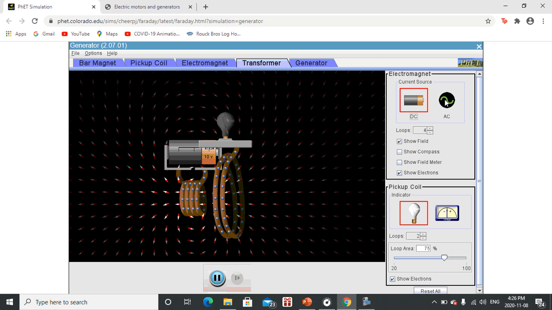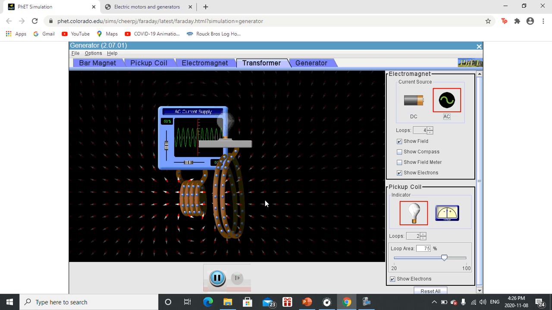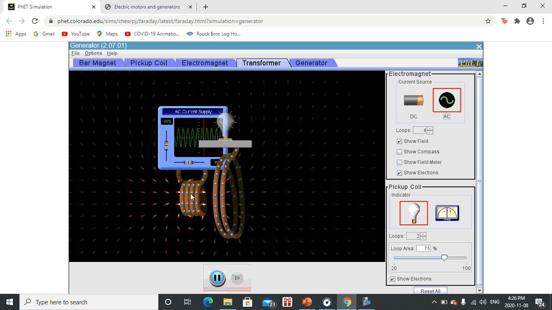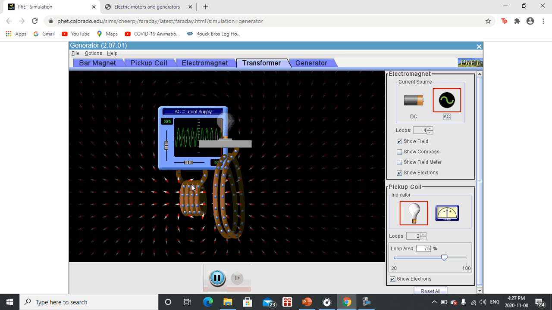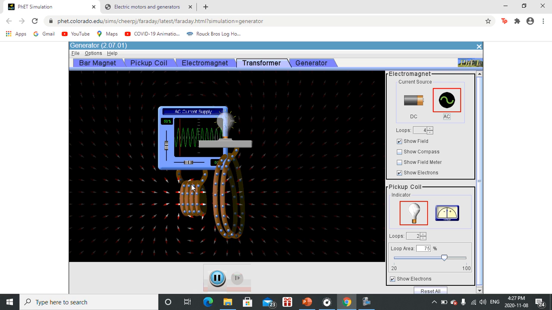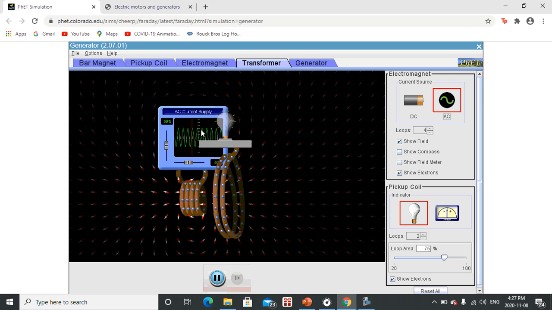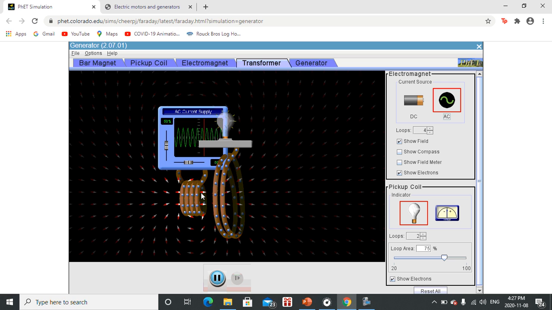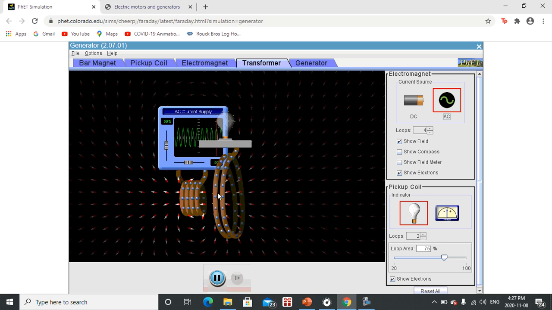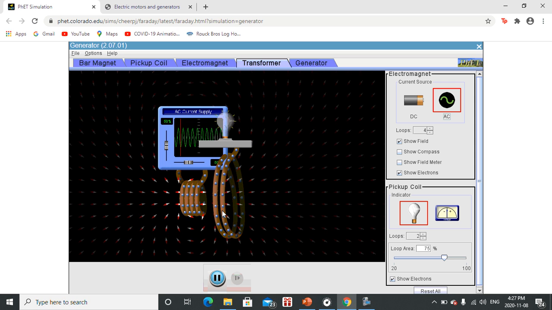So now, if we switch over to AC, what we'll see is that as the electrons start to jiggle back and forth in the solenoid on the left-hand side, that induces a magnetic field when the electrons are going in one direction, and it flips the magnetic field around to the opposite direction when the electrons go in the other direction. Again, at the top here, this is showing a change in the voltage. It's showing a change in the current as well through the primary solenoid. The magnetic field that's generated will then induce or cause the electrons to jiggle back and forth in the secondary solenoid that we have as well.